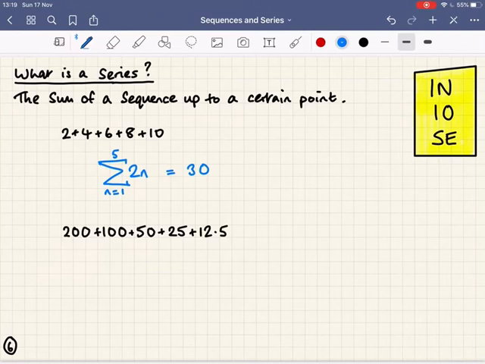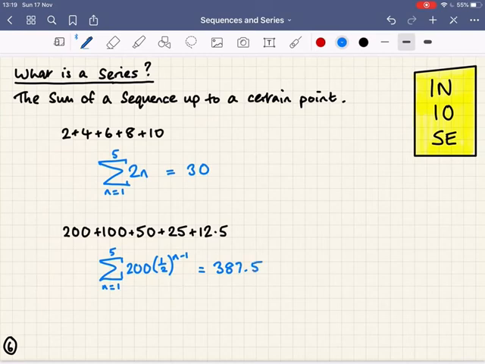And the second one, likewise, notice I'm using the position to term rule here as the rule that is in the notation there. I'm not using the term to term rule. Second one, n equals 1 to 5, and the rule this time was 200 times a half to the n minus 1, and that's the rule. And if I add those terms together, I get 387.5.